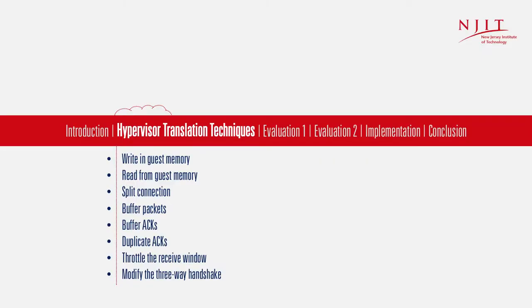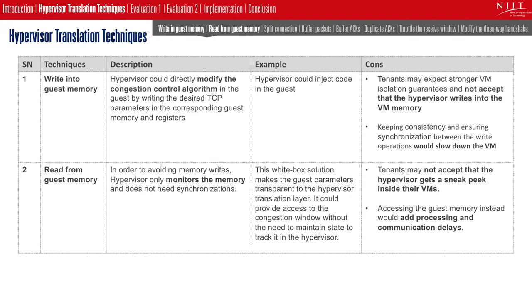The second part, we will introduce the hypervisor translation techniques. In this section, I will introduce 8 hypervisor translation techniques that may be used in the solution. All these techniques would affect the network. We will check them one by one. First, writing to guest memory. The hypervisor could directly modify the congestion control algorithm in the guest by writing the desired TCP parameters in the corresponding guest memory and the registers.